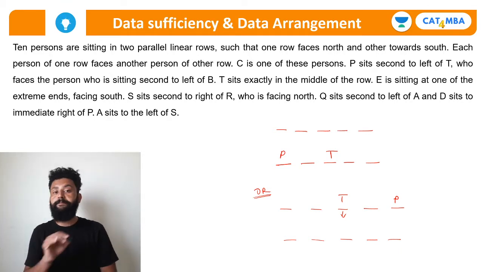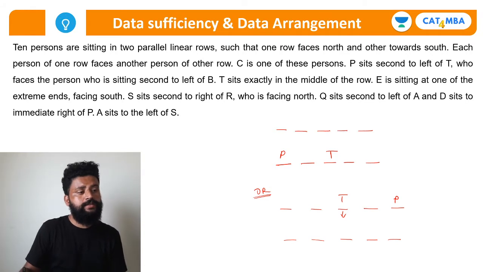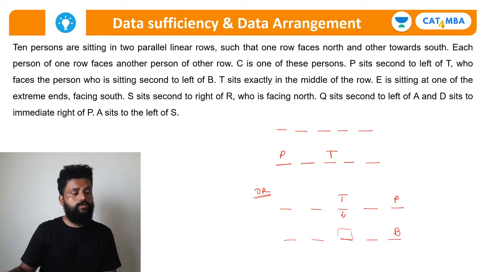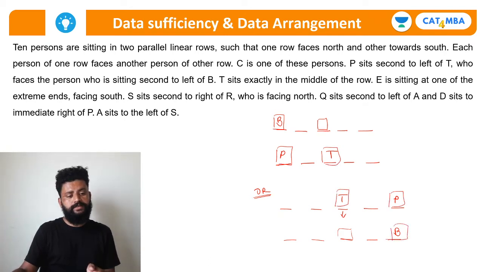Who faces the person who is sitting second to the left of B? So T faces the person who is sitting second. This person is second to the left of B. B must be here, and this person is second to the left of B. Means in this case, B must be here. This is what you can conclude up to now. This is definitely one of these.